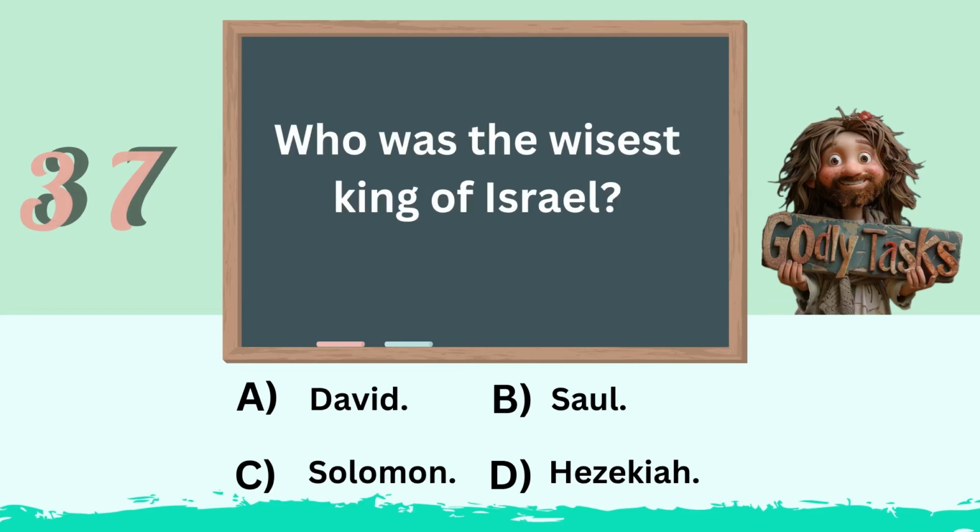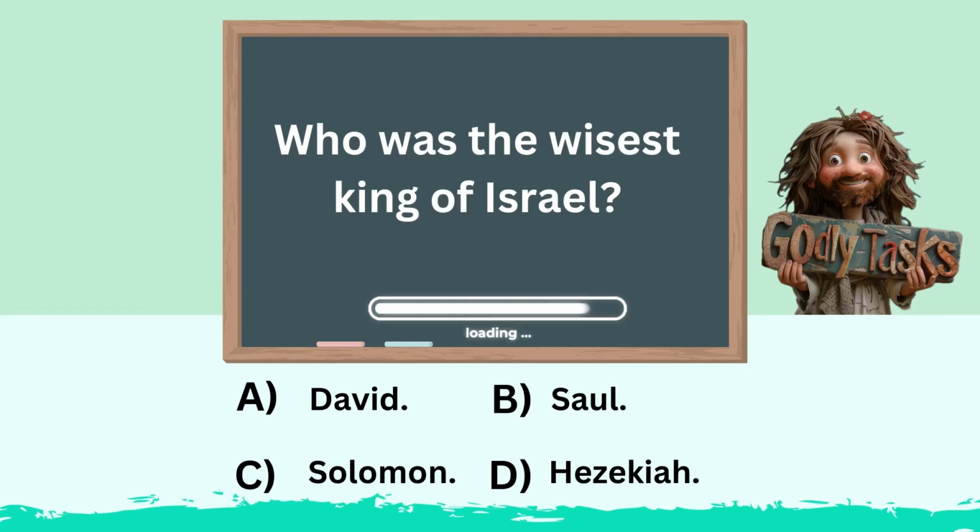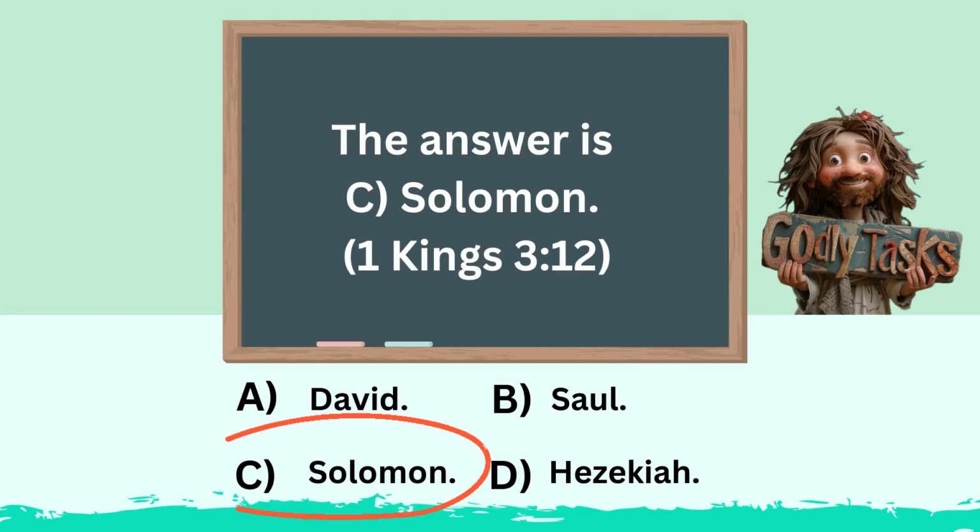Question 37. Who was the wisest king of Israel? A. David. B. Saul. C. Solomon. D. Hezekiah. The answer is C. Solomon, 1 Kings 3:12.